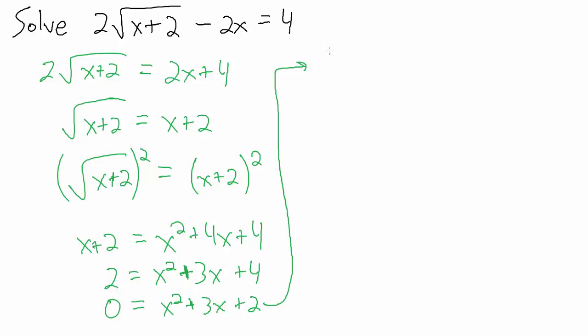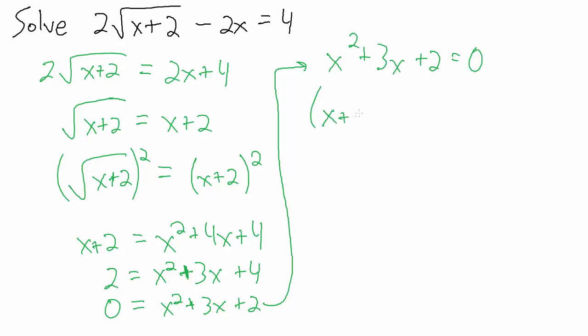So let's go ahead and write this as x squared plus 3x plus 2 equals 0. Now, if you have something equals something else, it doesn't matter which one you write on the left, which one you put on the right. So x squared plus 3x plus 2 equals 0. How do we solve this? Well, we can actually solve that by factoring, right? So that's great. That's good news.